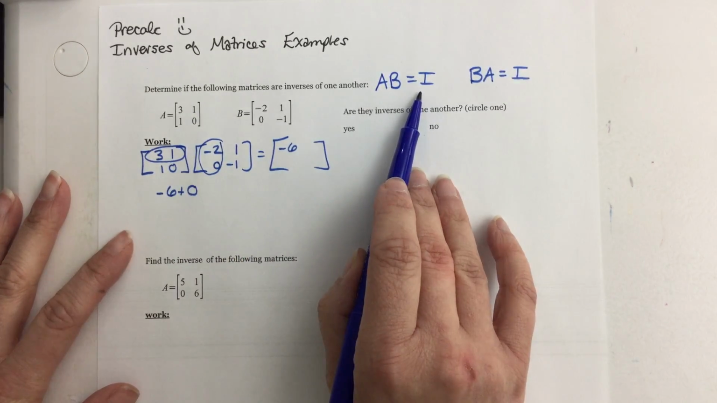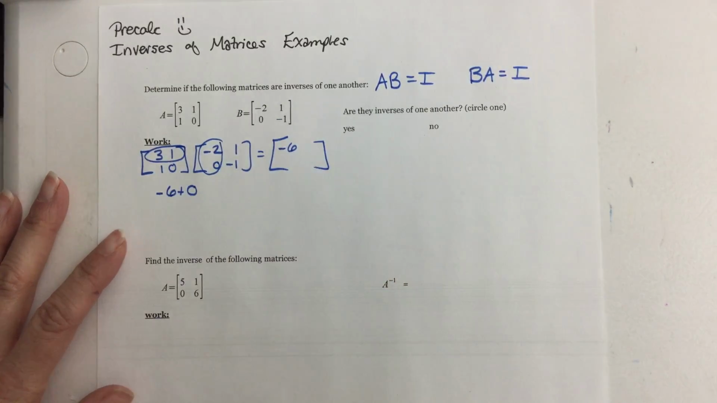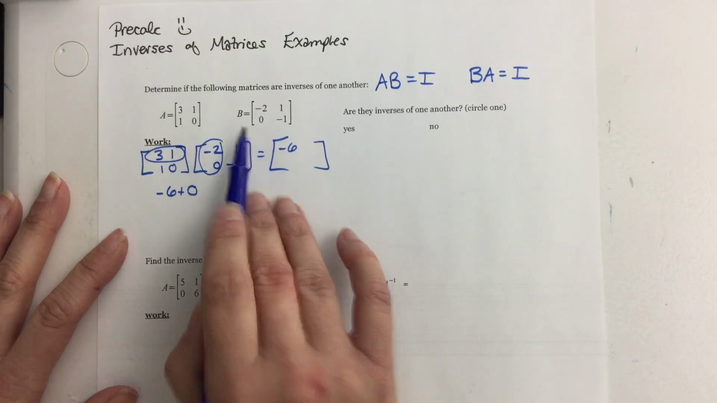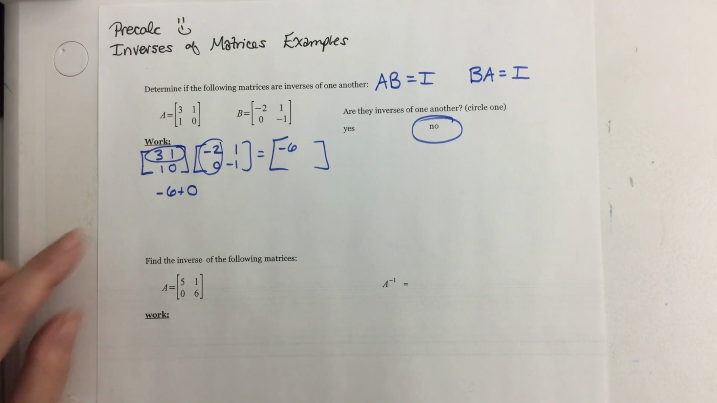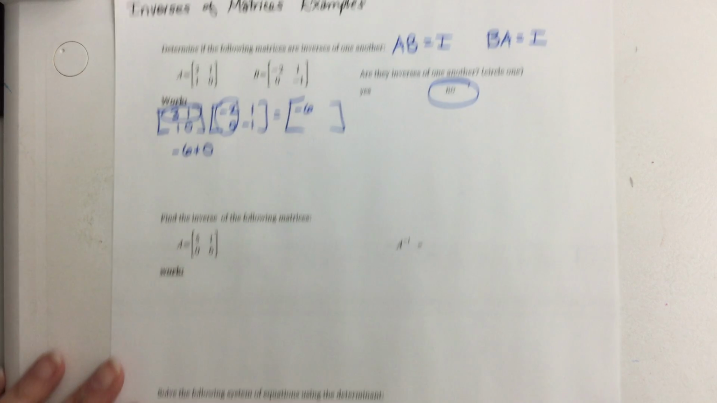That's not an identity. Identity means you need ones on the main diagonal, zeros everywhere else. So as soon as I get this, I know there's no way these two things can be inverses, so you would circle no. Okay, so what you're going to do, there's a place to show work. You circle your final answer. That is the first skill.